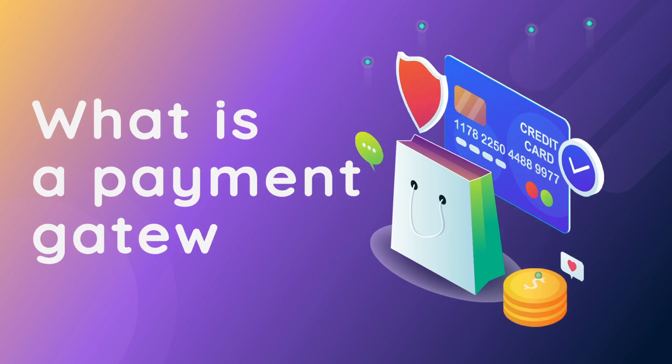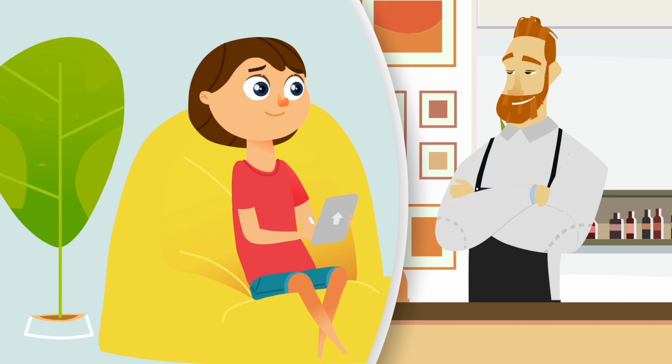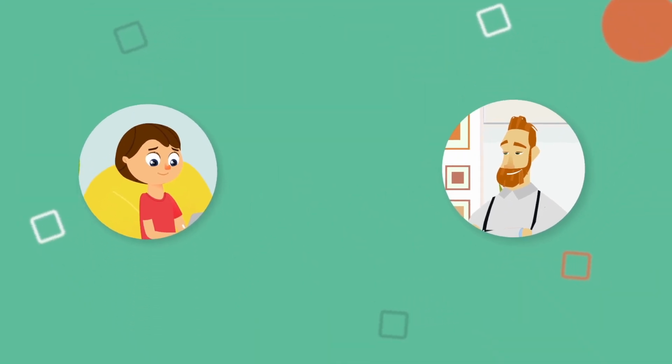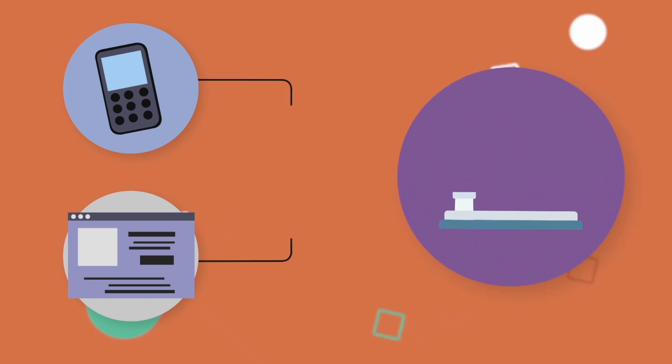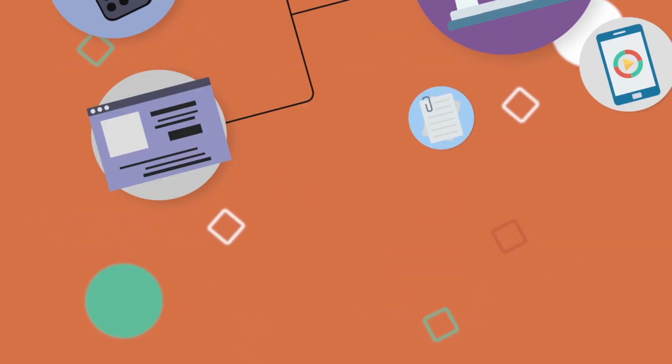What is a payment gateway? The primary purpose of a payment gateway is to authorize and settle transactions between customers and merchants. So that transactions can occur, a terminal or an online payment page must be able to communicate with a card-issuing bank, as we explained in our previous video.